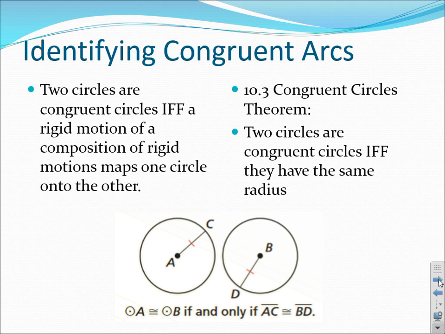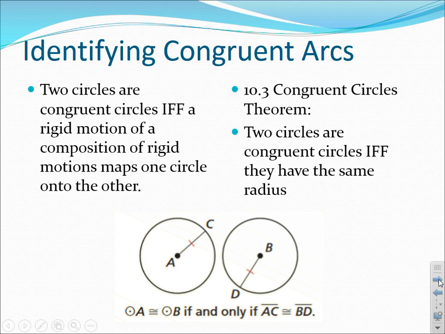One other thing we have to talk about is identifying when you have congruent arcs. It says if we have two circles that are congruent, those are congruent if and only if a rigid motion, or a composition of rigid motions, maps one circle onto the other. So think back to when we dealt with transformations. Rigid motion means I'm not changing the shape or the size. So everything stays the same.